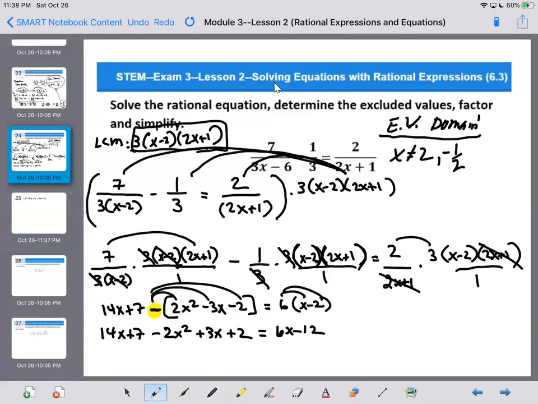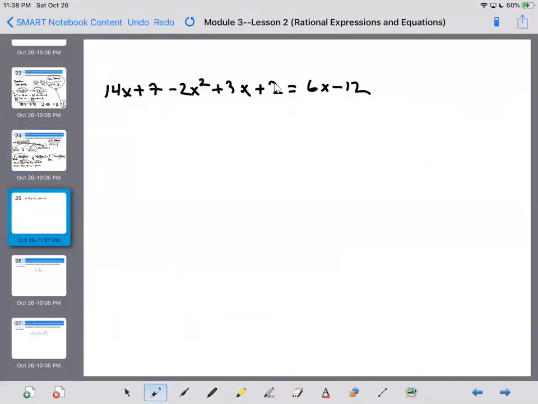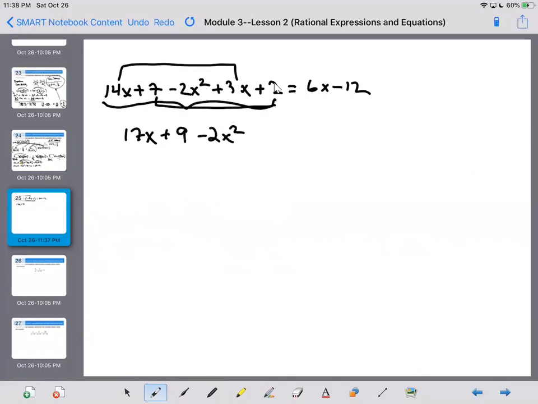Okay, so from here, I want to find out any of my like terms that I have. So that's 14x and 3x, so that'll be 17x. And then I've got the 7 and the 2, so that'll be 9. And then I've got the negative 2x squared, and then I've got 6x minus 12. So what I'm going to do is get everything to one side, and I'm just going to move everything to the right.